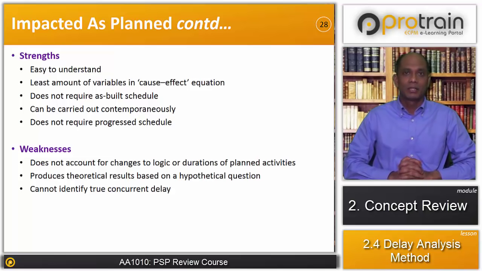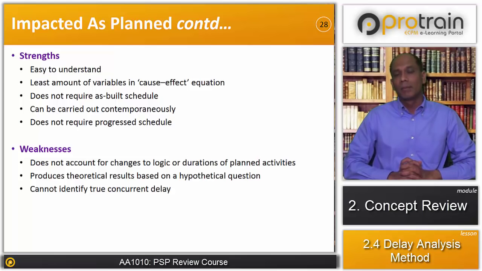this method is carried out by using the impact on the baseline schedule. However, it is very difficult in a construction project for the baseline schedule to always be followed. There are changes to the baseline schedule sequence of the work as the project progresses. But this method does not consider the changes in the sequence during the analysis. So this is one of the weaknesses of this method.